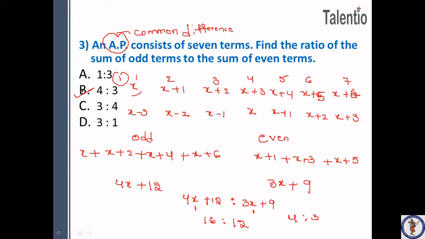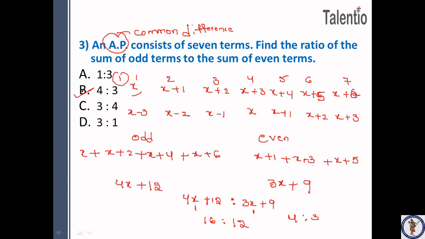Clear? Okay, I will repeat. Listen. So they're asking about arithmetic progression. Arithmetic progression means a sequence with a common difference. So it can be x plus 1, x plus 2, and so on, up to x plus 6. There is no rule that it is always plus 1. You can also take x plus 2, x plus 4, x plus 6, like that. But the common difference should be common.